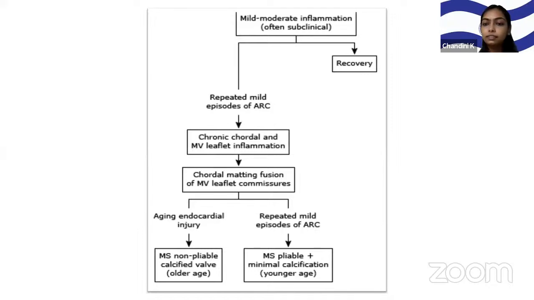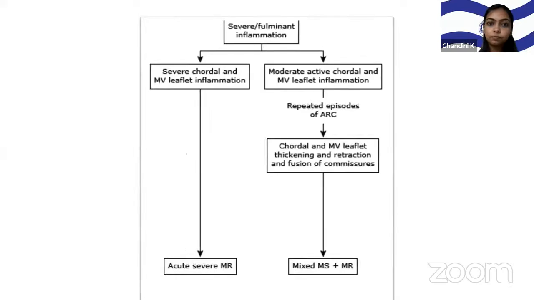of acute rheumatic carditis, there is chronic chordal and mitral valve leaflet inflammation leading to matting and fusion of the leaflet commissures. So in aged patients, there will also be associated calcification of the valve, leading to a non-pliable mitral stenotic valve. Whereas in young patients, there is minimal calcification, so there will be mitral stenosis with pliable valves.